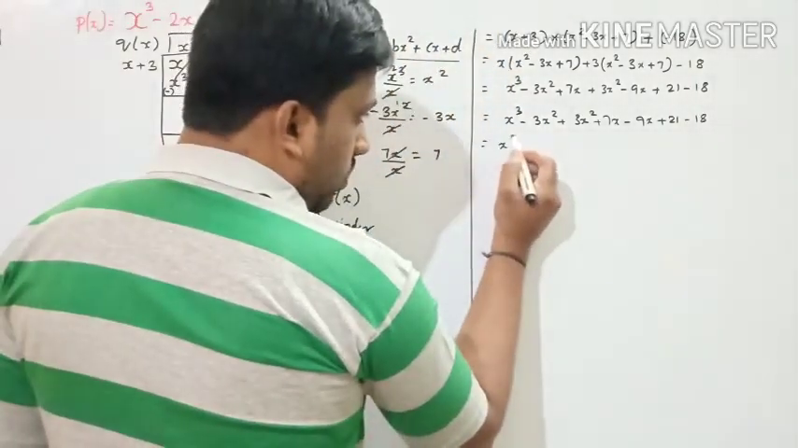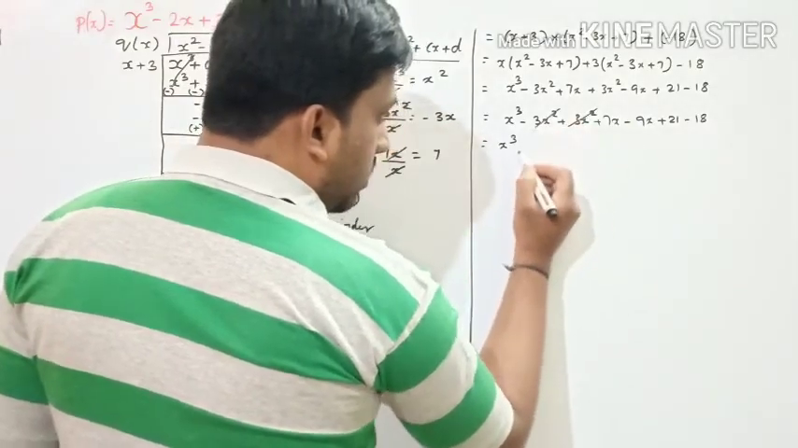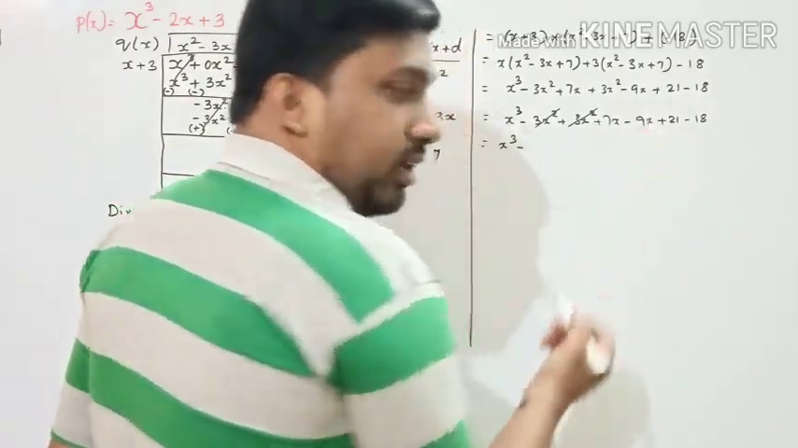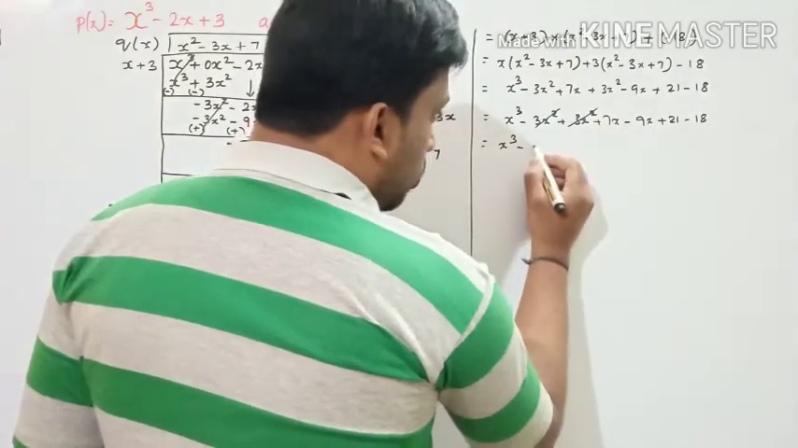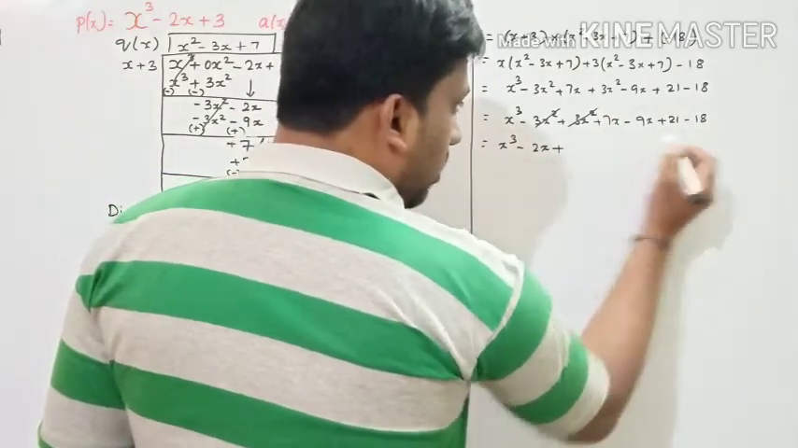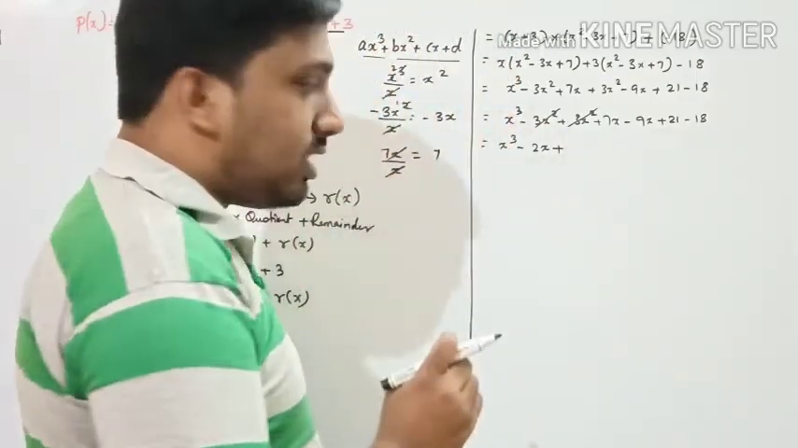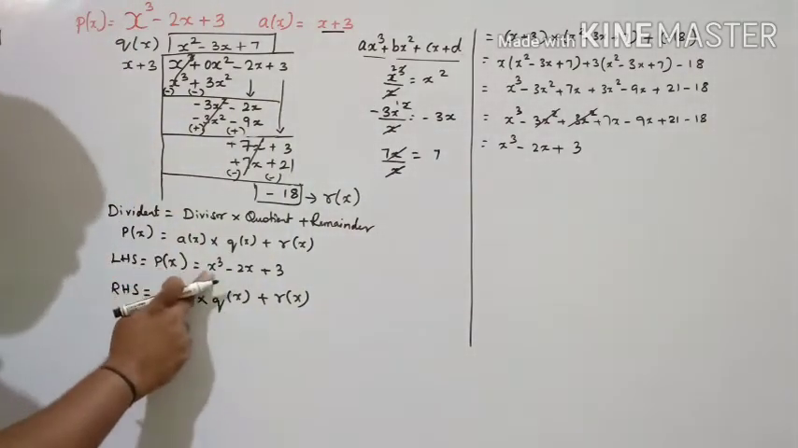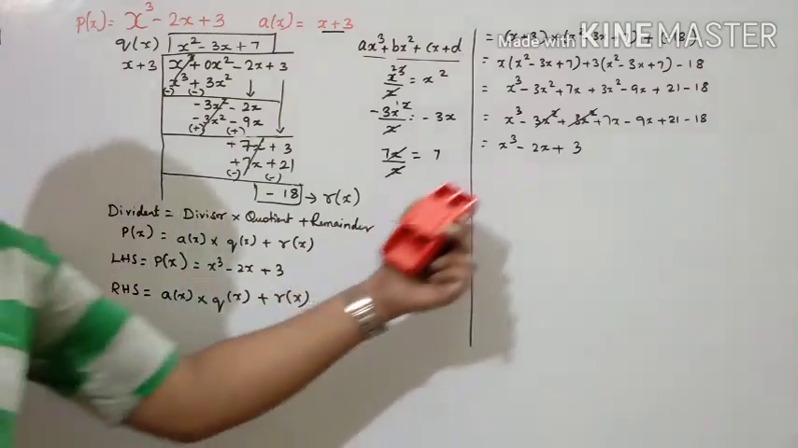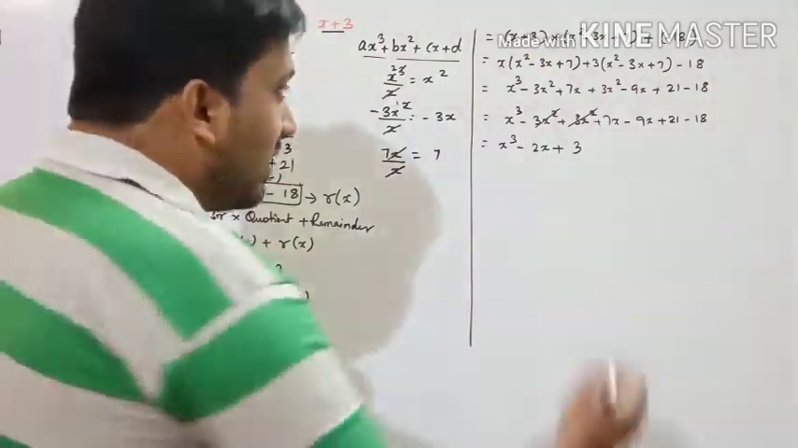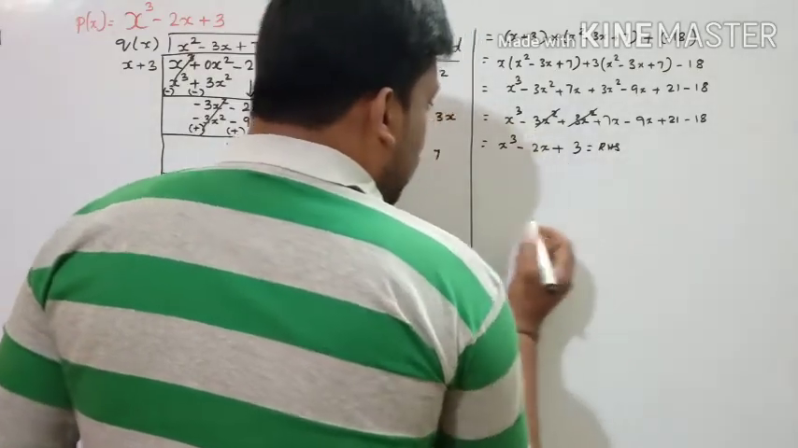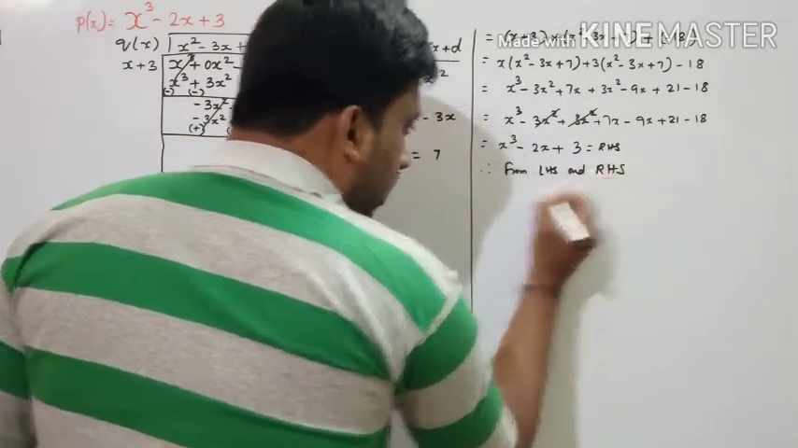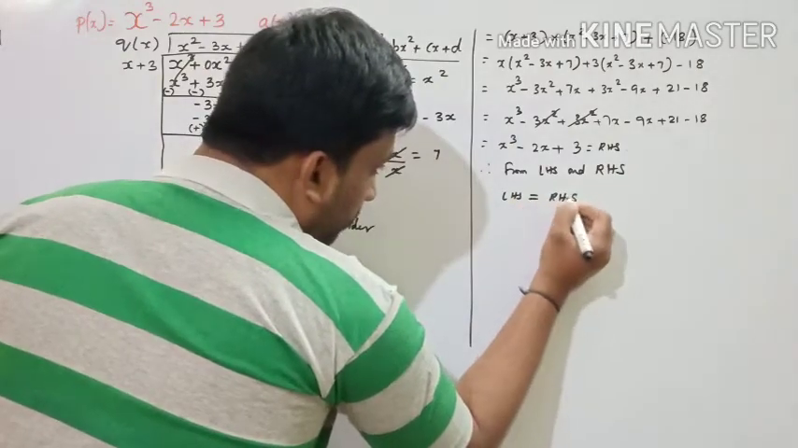Now that is equal to x cube minus 3x square plus 3x square, which gets cancelled, so the x square term is gone. Both are x terms, like terms, so I am going to subtract: 9 minus 7 is 2, so 2x, and the greater number's sign is minus. 21 minus 18 is nothing but 3. Observe carefully what happened. LHS p of x is x cube minus 2x plus 3, whereas on the RHS we also got x cube minus 2x plus 3. This is equal to RHS, right? So therefore, LHS equals RHS, and we have proved that.